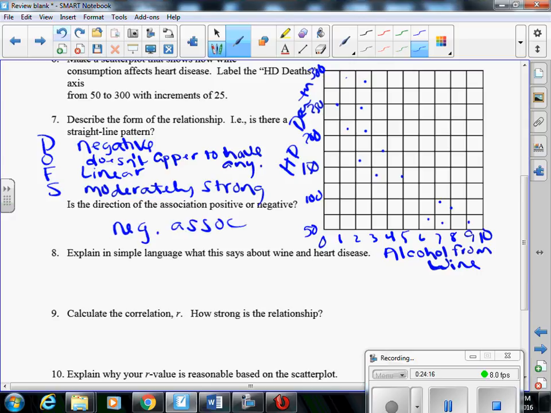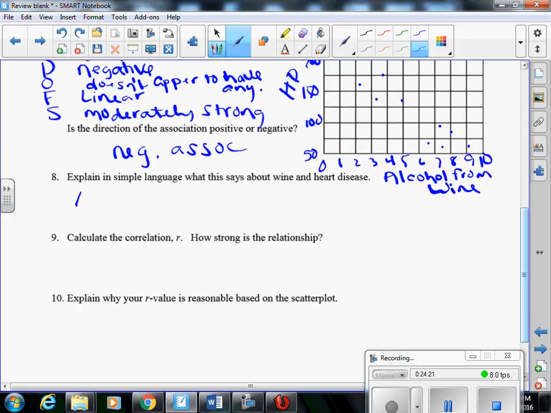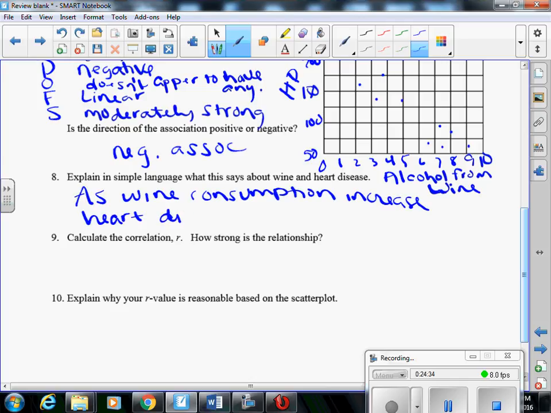C says explain in simple language what this says about wine and heart disease. So in simple language, not in statistical terms, as wine consumption increases, heart disease decreases. I would think somebody who's even drinking would understand what that means, which means it's simple enough language, apparently. But don't drink. I do not think this data is entirely accurate in my opinion.